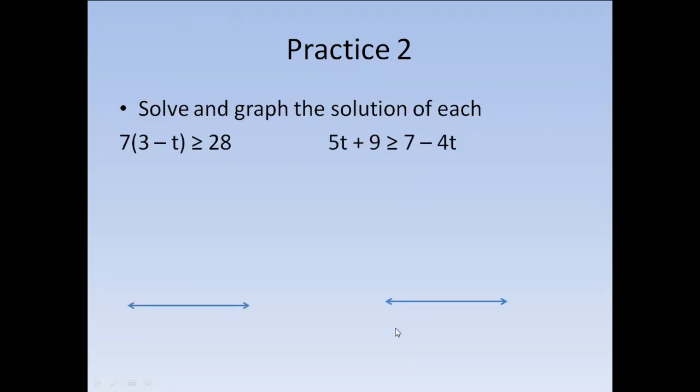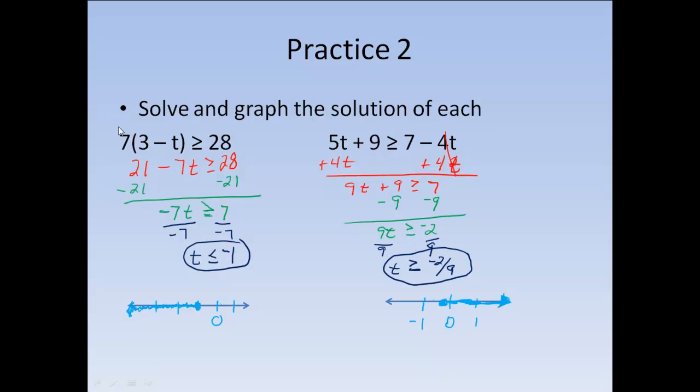Okay, practice 2. Solve and graph the solution of each. Go ahead and pause the video. You're still going to follow the same types of algebra rules as with linear equations. Make sure you watch out for dividing or multiplying by negatives. So pause the video and see what you come up with.